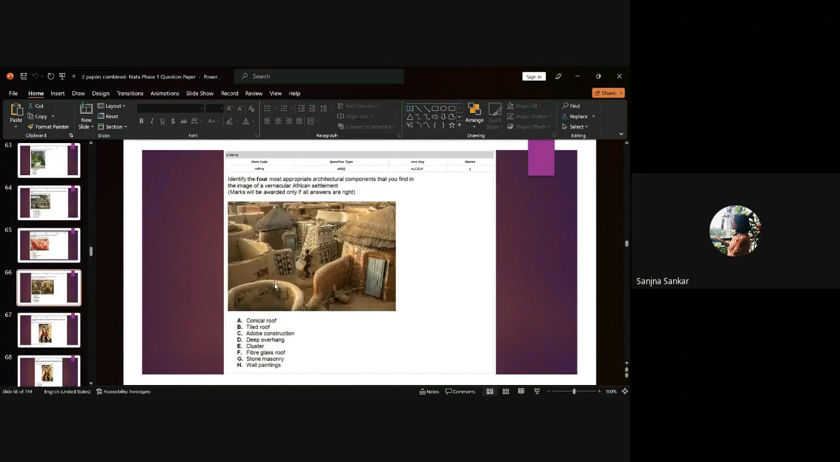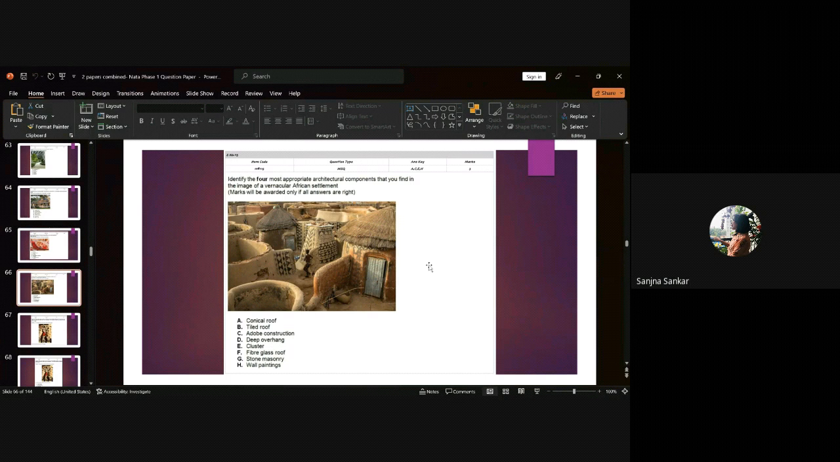Next question. Identify the four most appropriate architectural components that you find in the image of a vernacular African settlement. This image is a vernacular African settlement. Identify the four most appropriate architectural components. So firstly, we have conical roofs. We see conical roofs. And then we see adobe construction.